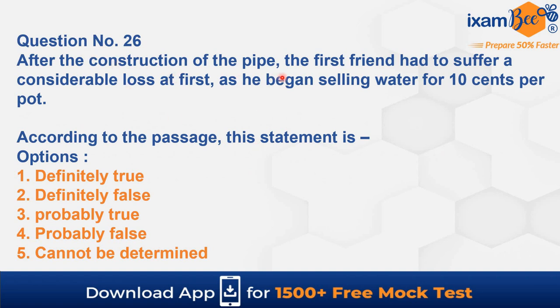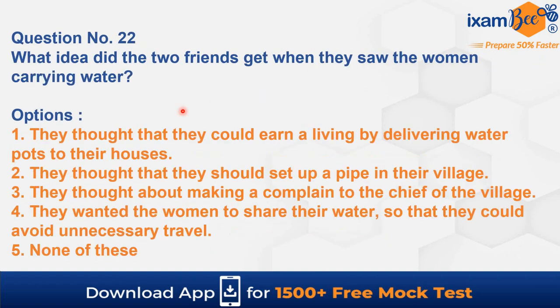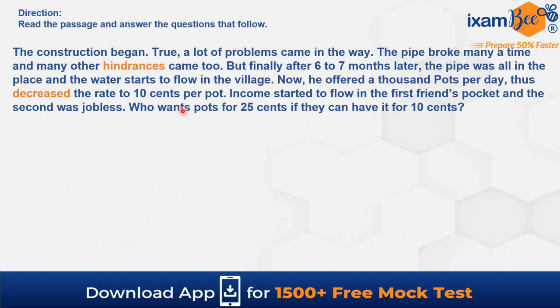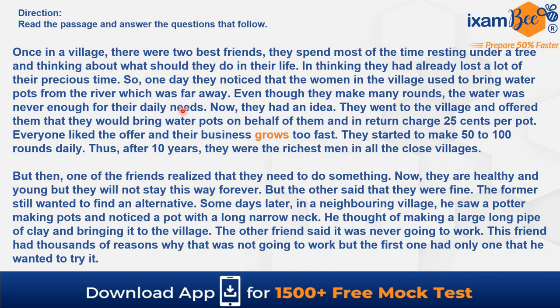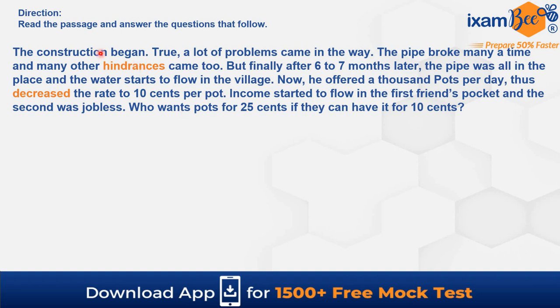After the construction of the pipe, the first friend had to suffer a considerable loss at first, as he began selling water for 10% per pot. So this is what, according to the passage. Is it true, false, or what? So let's read. Construction began, though a lot of problems came in the way. The pipe broke. Okay. Then we quickly read and see.